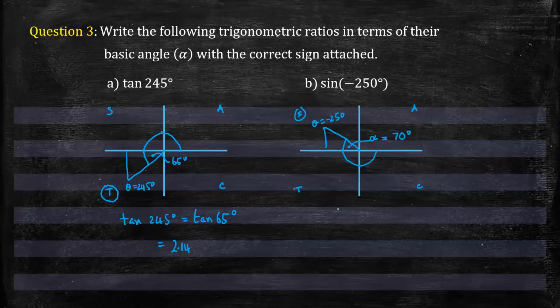So in this case, we can say that sine negative 250 degrees is the same as sine 70 degrees. And if you do that in your calculator, you'll get approximately 0.94 for both of these, which shows that we've done it correctly.